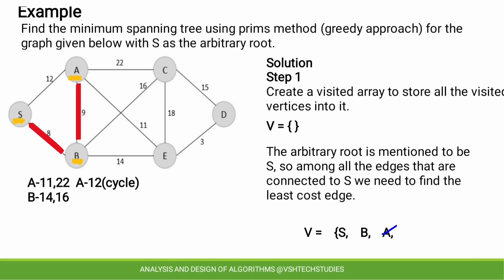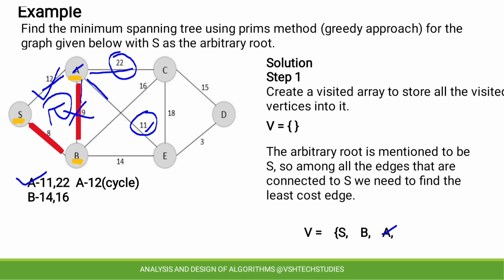So if you take A, from A the outgoing edges are this one with 12, the second edge with 9, this with 11 and this edge with 22. 4 edges are there. One edge is already covered, we shall not consider this. If you take this edge, it forms a cycle, so we will not consider this. Then only the remaining 2, the edges with weight 11 and 22, we will have to consider for A. That is what is written here.